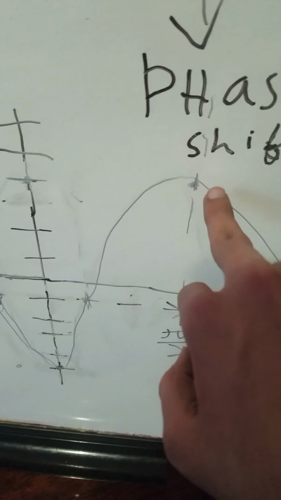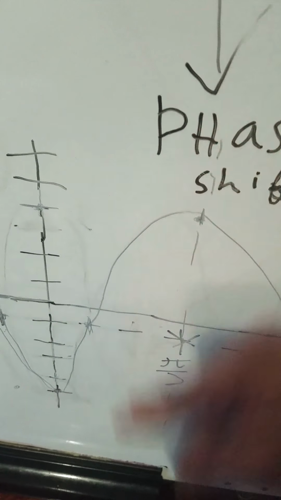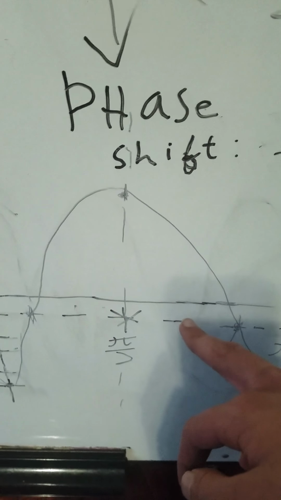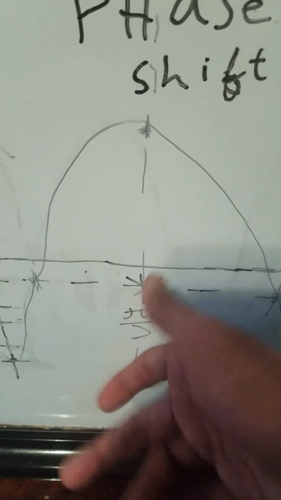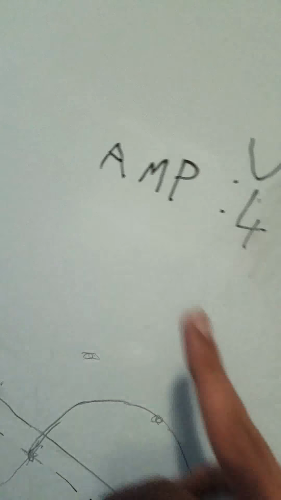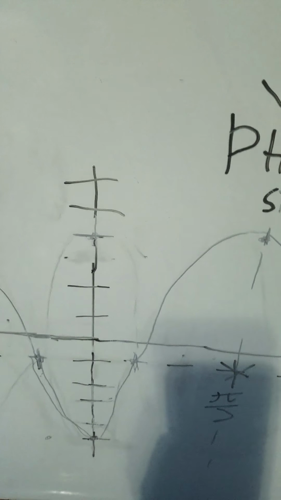You start the hump here, and it's at the top because there's a positive 4, as I mentioned before. And then the period, as I mentioned before, and this is always half of the period, so that's pretty simple, pi over 2. Then amplitude, as I mentioned before, is the highest and the lowest point of the graph.